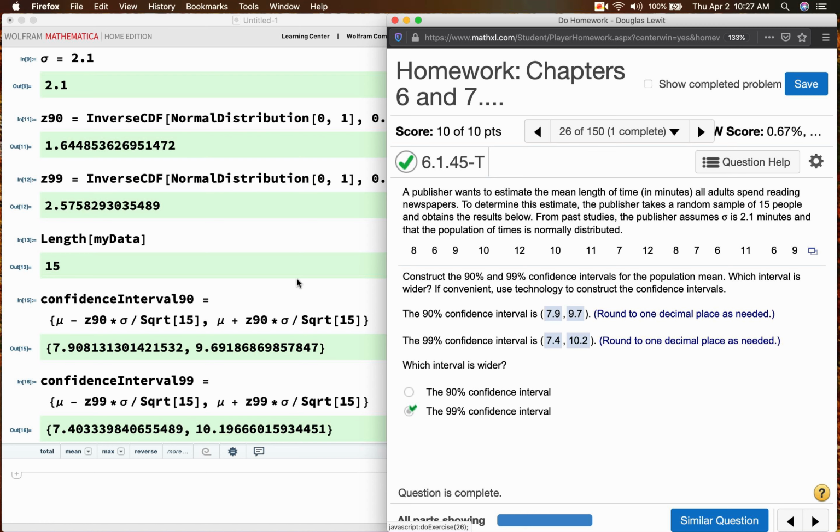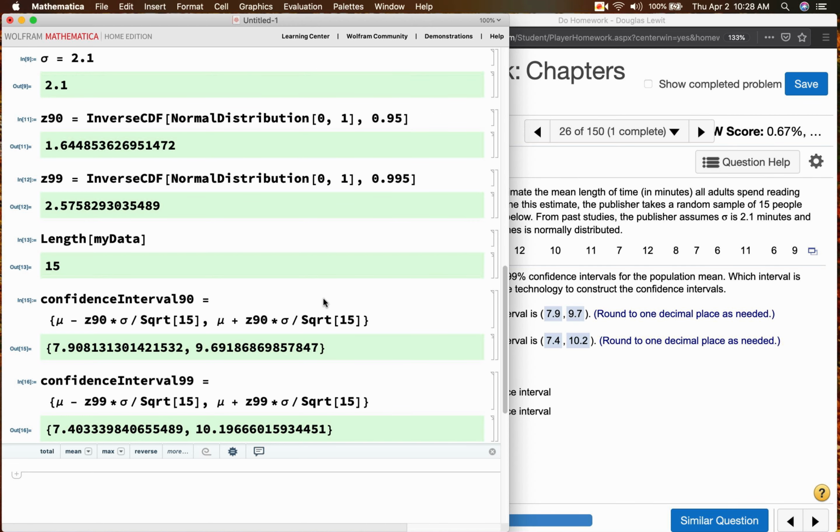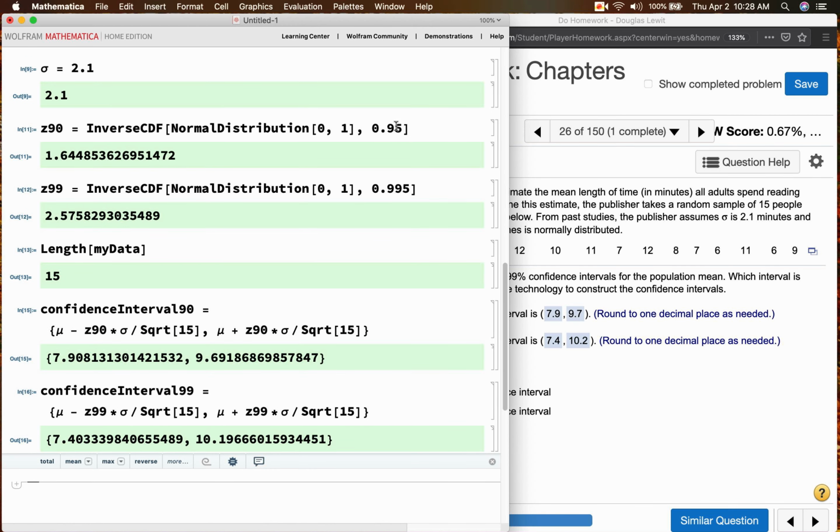The hardest part of this problem is understanding how to convert what Pearson is saying here into a Mathematica problem. If you have a 90% confidence interval, you have 10% left. So that's 5% on the left, 5% on the right. So you add 5% to 90%, and that's 95%, which is this number right over here.